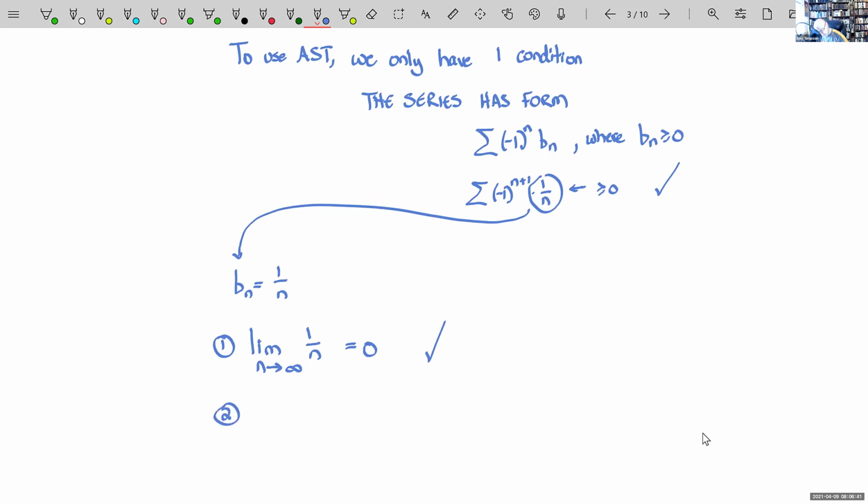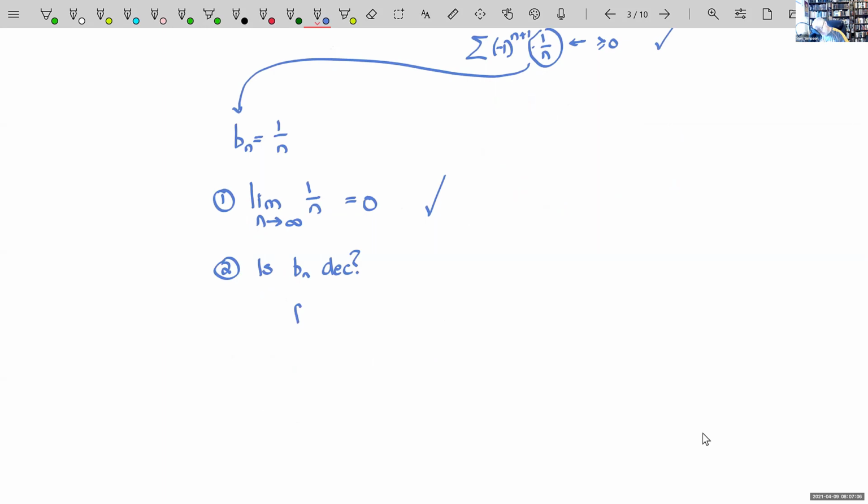The second condition is that we need b sub n to be decreasing. And as I've mentioned in previous lectures, whenever you want to showcase something's decreasing, I get it, the author uses n versus n plus 1, but I much prefer just calling it a function and taking its derivative and making sure the derivative is negative. So f of x equals 1 over x implies f prime of x is negative 1 over x squared, which definitely is negative, which implies f is decreasing, which implies b sub n, which f is based upon, is decreasing. Yay. So we have both conditions met.